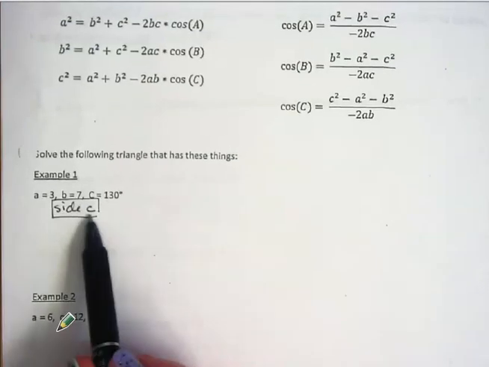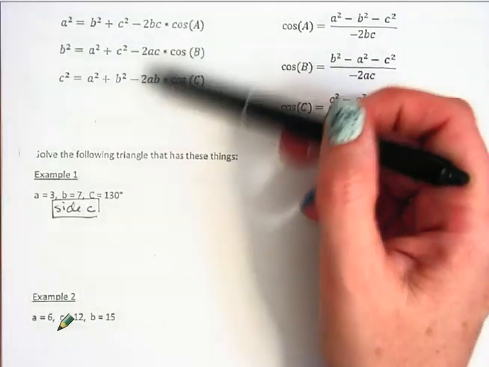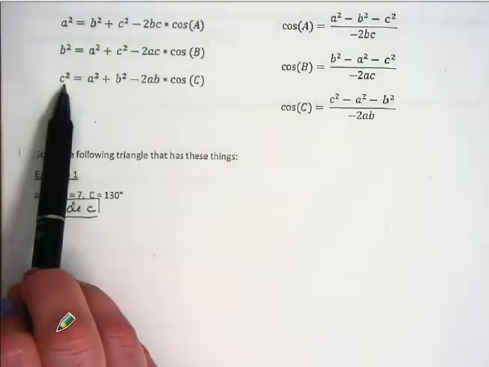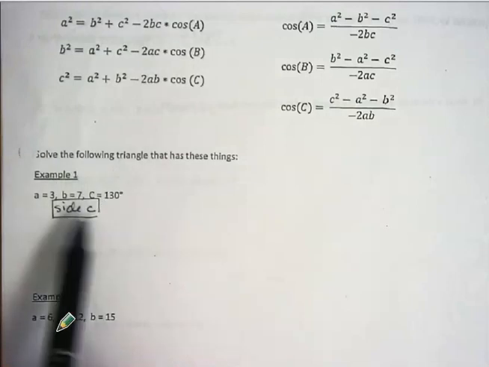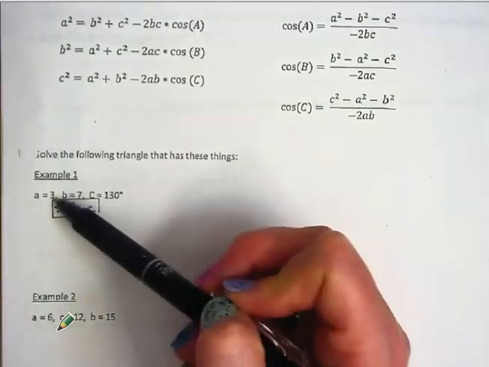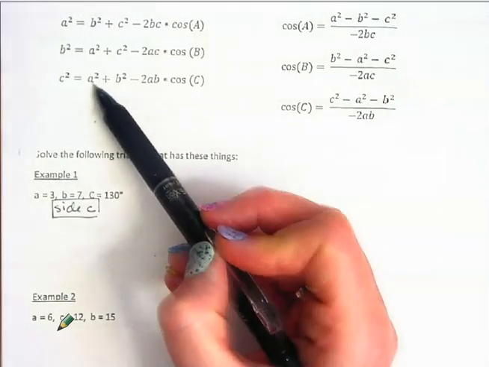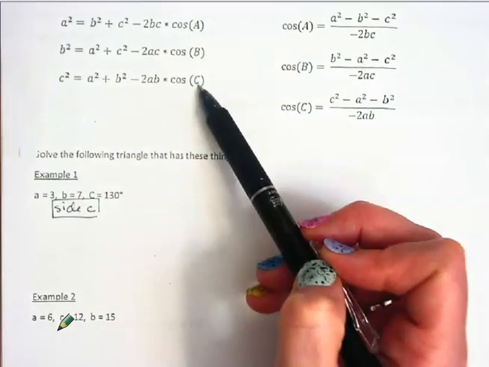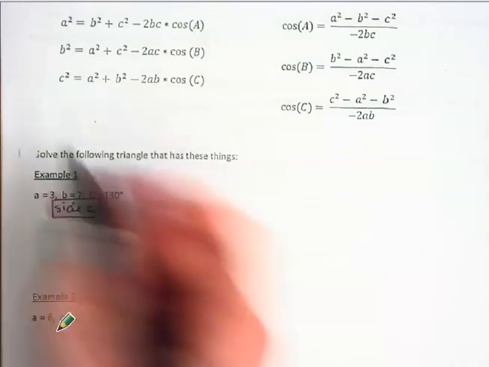So if I'm trying to solve for side C, I'm going to use one of these side formulas, and it'll be this last one that's already solved for C squared. And I'm going to plug in all my given information. I'm going to plug 3 in for this a, 7 for this b, and then 130 for this capital C right here.